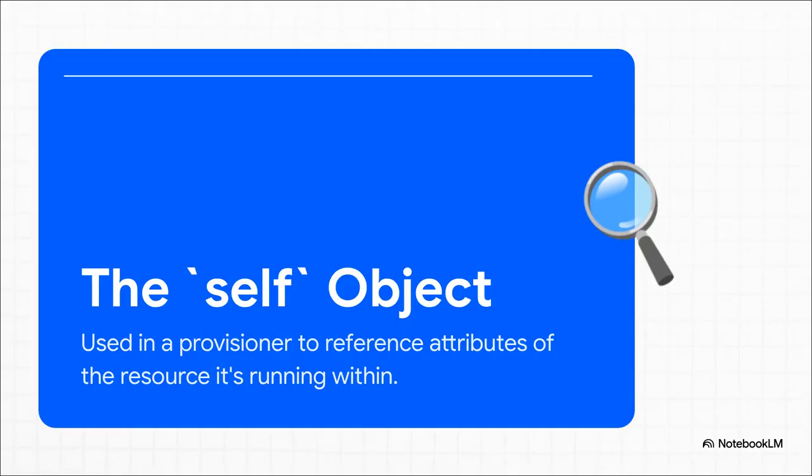Here's another cool little tool for your kit, the self object. Let's say you're using a provisioner to run a script on a new virtual machine. How does that script know its own IP address? It uses self. The self object basically lets a resource refer to its own properties. It's like the resource is saying, hey, here's my public IP, or this is my instance ID. It's incredibly handy for any kind of self-configuration task.